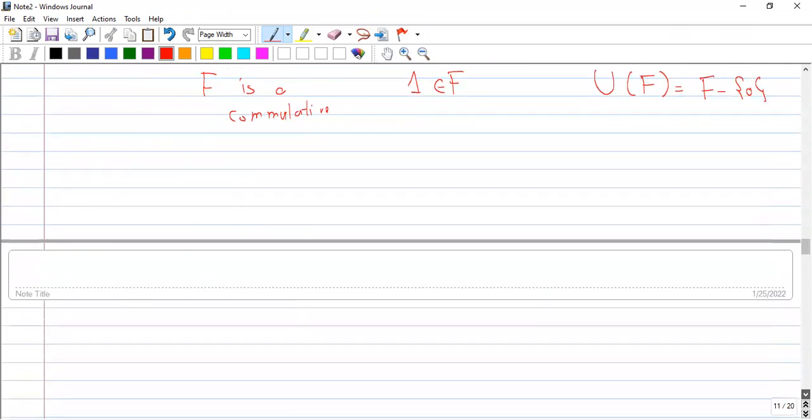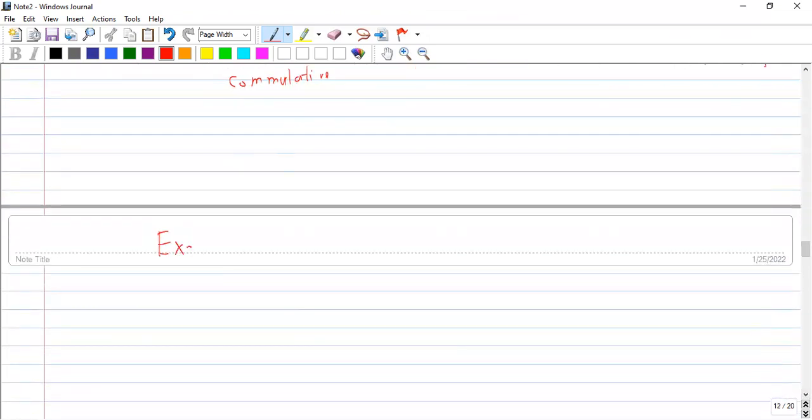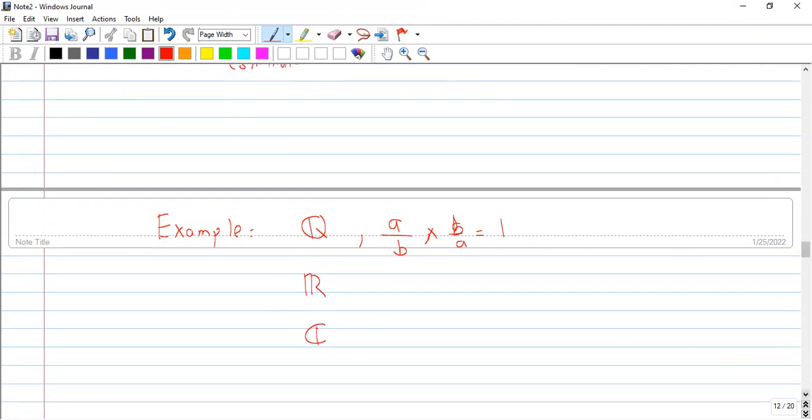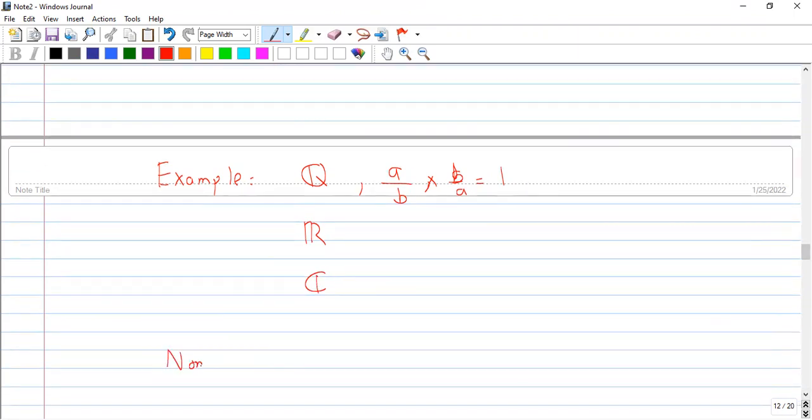So look at the examples. Q is a field because whenever you take a rational number A over B, its multiplicative inverse is B over A. In the same way, R is a field, C is a field. Okay, non-example: Z is not a field because 1 and minus 1 are the only units. Z is not a field.